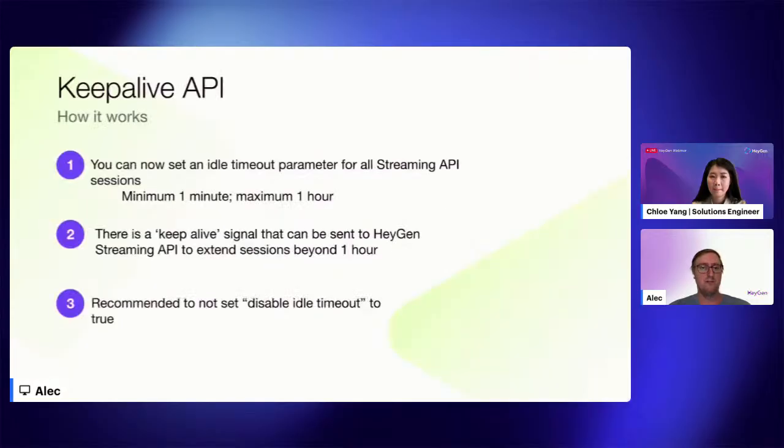Cool. So Keep Alive. Whenever you use the streaming API, those of you who have done that know that you're basically creating a FaceTime call with an interactive avatar. And when you do that, if nobody says anything, just like a real conversation, the avatar is going to hang up. Basically, the session's going to end if nobody's talking to the avatar. Until now, that's been a binary: either there is a default timeout or there's not.